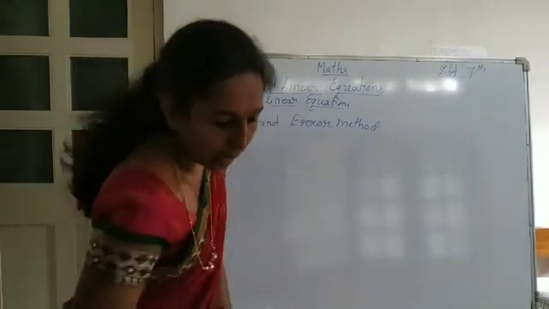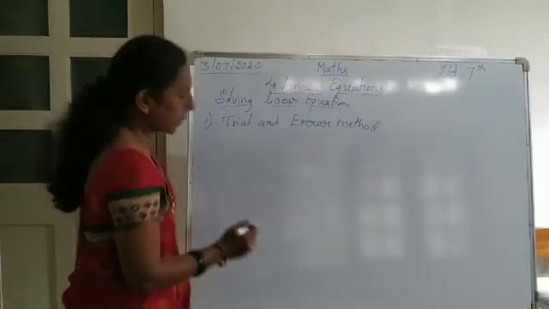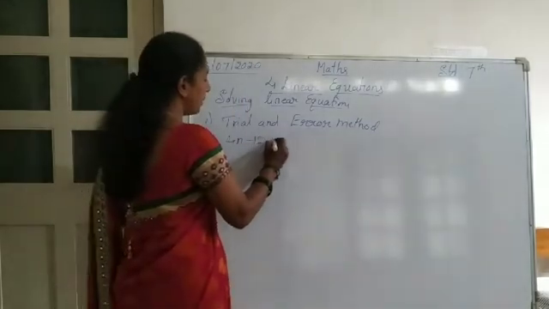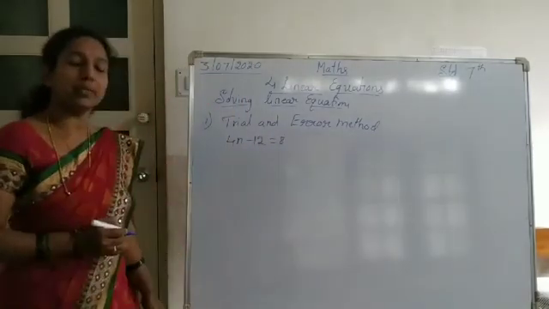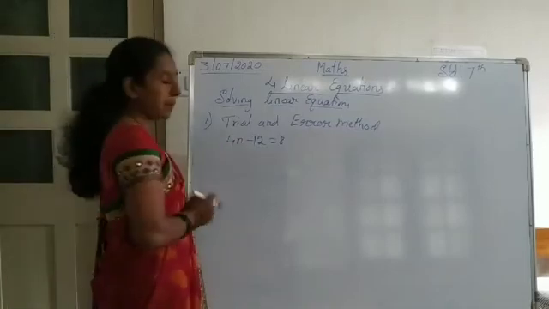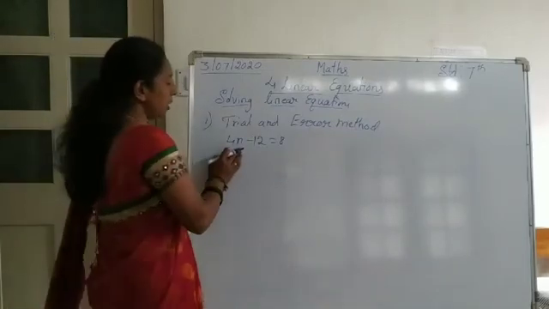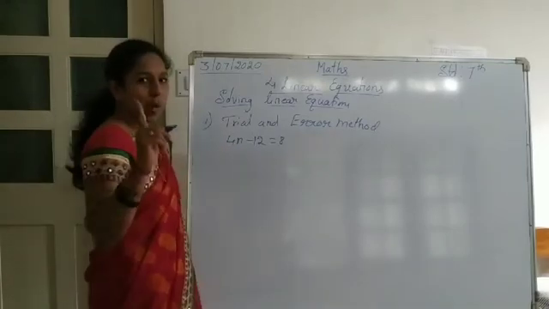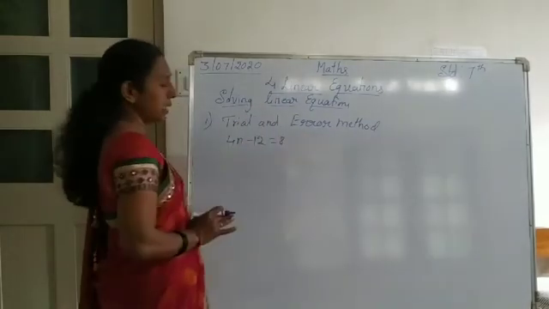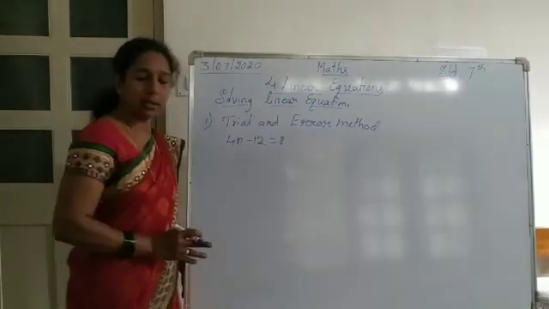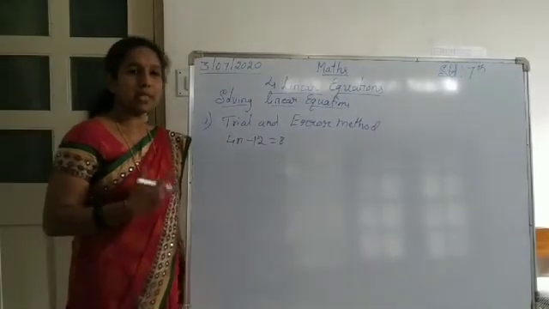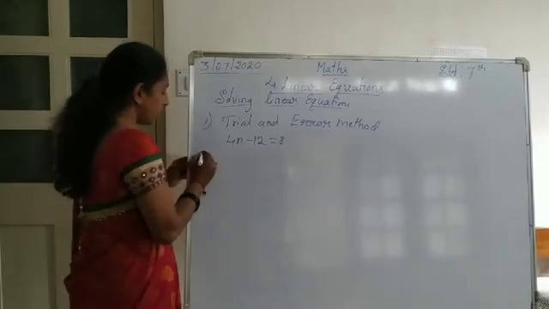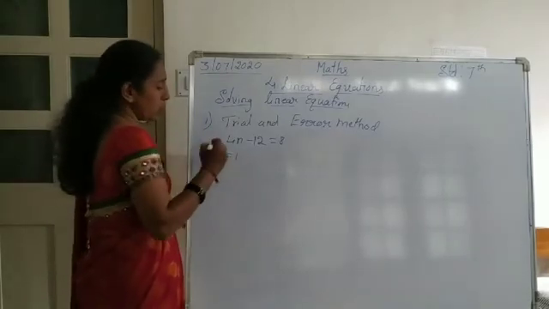Let me take one example here. 4n minus 12 is equal to 8. This is a linear equation because the variable is n. It might be any variable, but the power of the variable is 1. Then only we say that this is a linear equation. So what is the trial and error method? Trial means we are going to try different values of n. Let me take the value of n as 1.